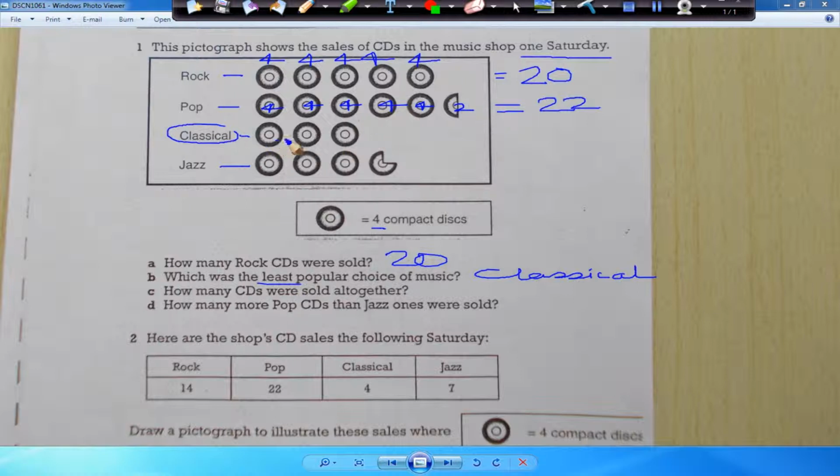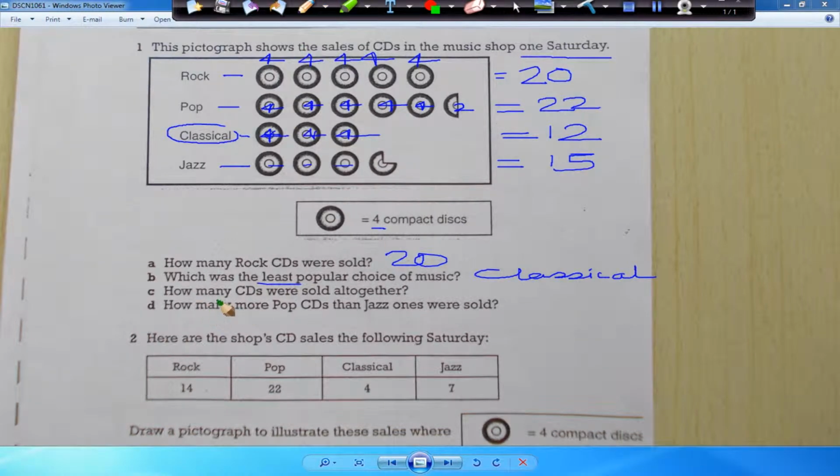Now we have classical. You've got 4 here. This one's worth 4. That one's worth 4. So altogether we have how many here? 12. So you have 4, 4, that's 8, and 12. And how much is this one worth? 3. So it's 15. Now let's change color to green.